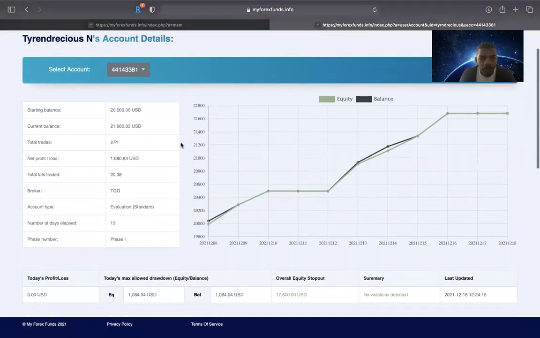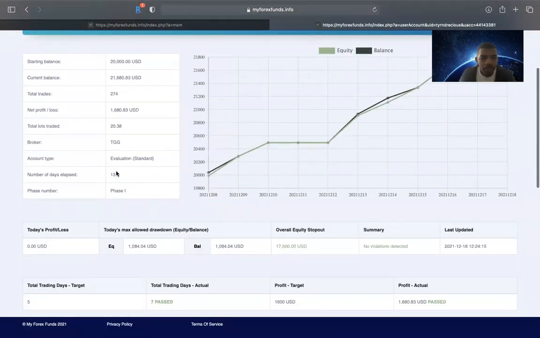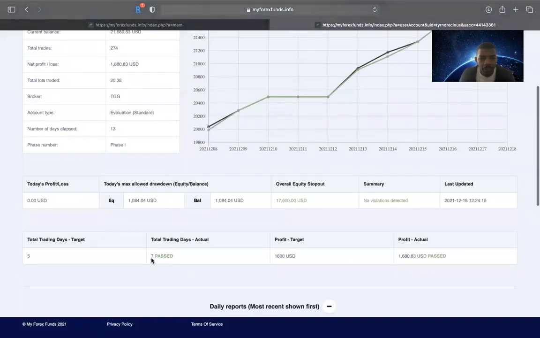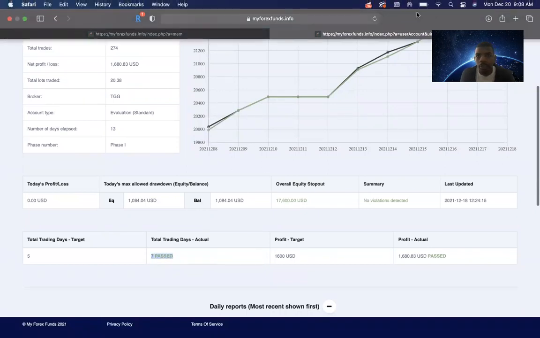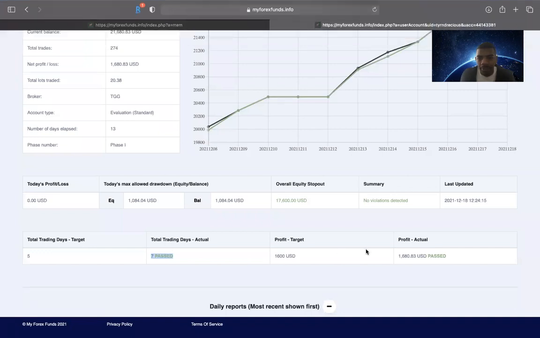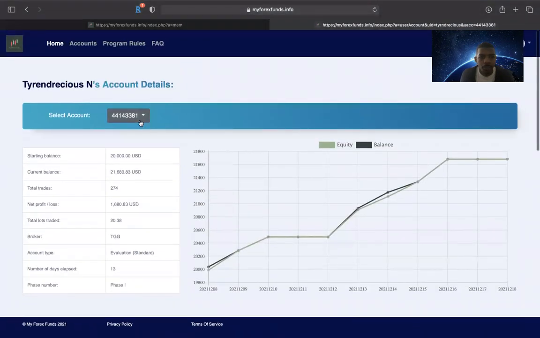So this is my phase one account. Total days lapsed was 13. I passed phase one with no violations detected. I passed it in 7 actual trading days. The actual profit target was only $1,600, but I made $1,680.83.